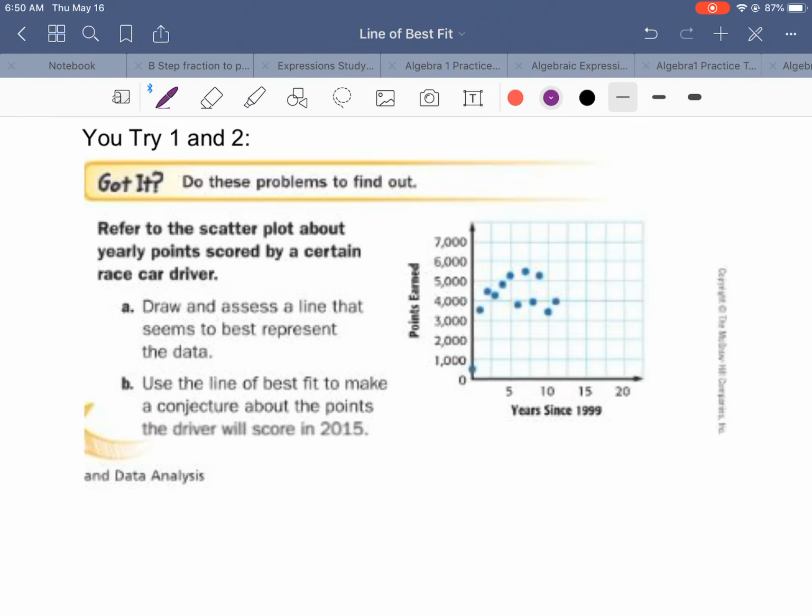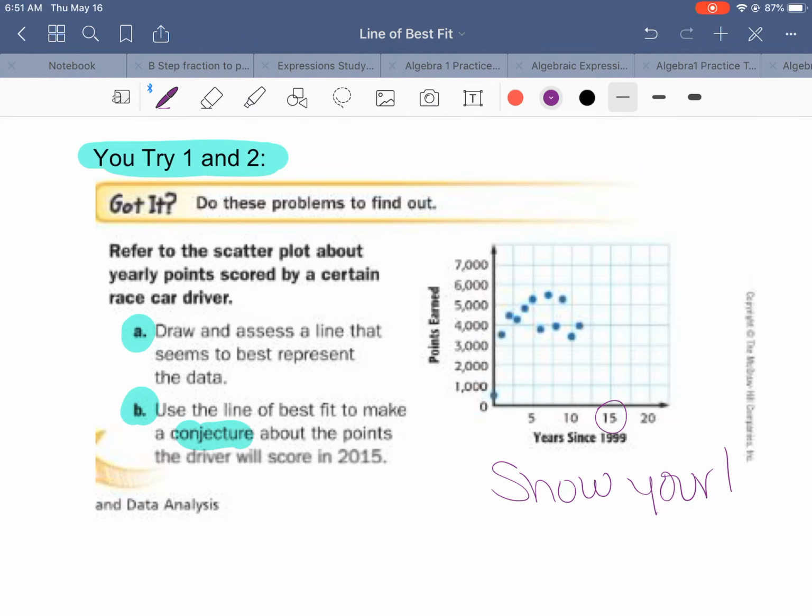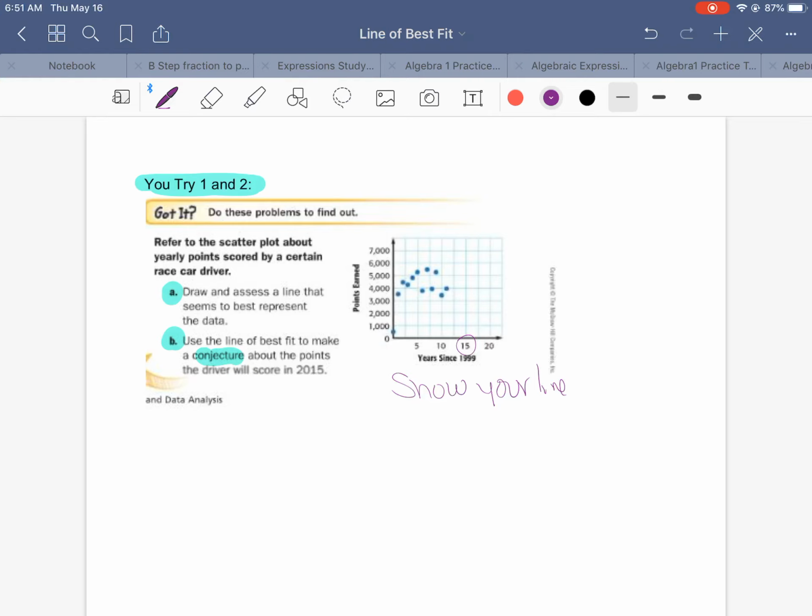Okay, go to your next page, and these are your you try. I want you to try number 1 and number 2, or A and B as it looks like here. You've got a bunch of points on the scatter plot. Draw and assess a line that seems to best represent the data. You're going to want to have half your points above the line and half your points below the line. You may have an outlier, that's okay. Then use the line of best fit to make a guess about the points the driver will score in 2015. So this number right here. I want you to make sure you show your line. Okay, go ahead and go to the next one.